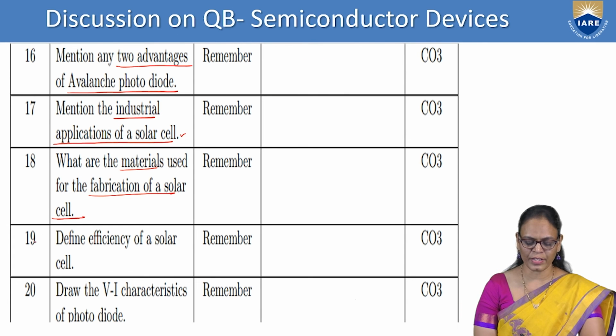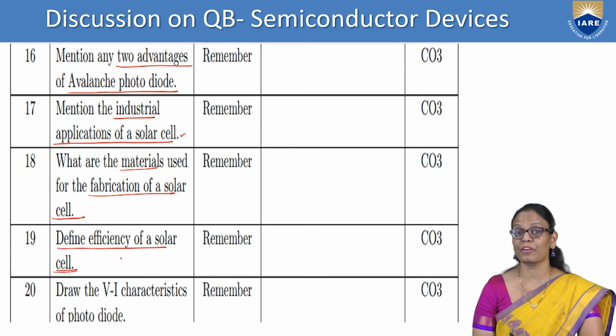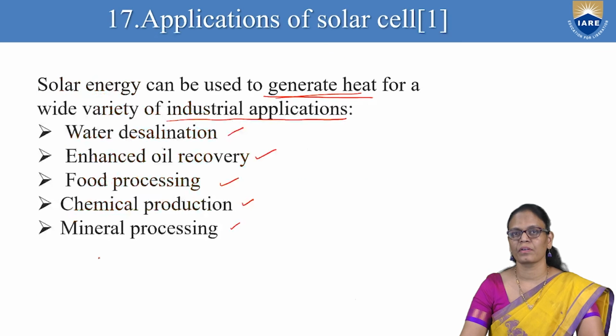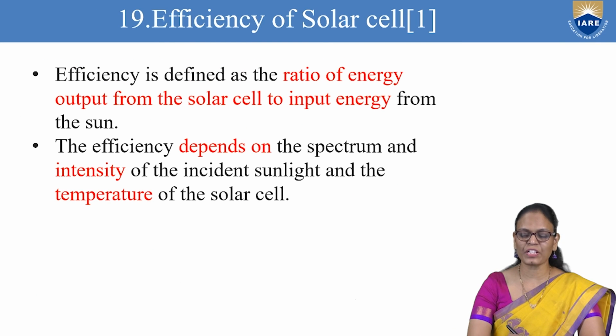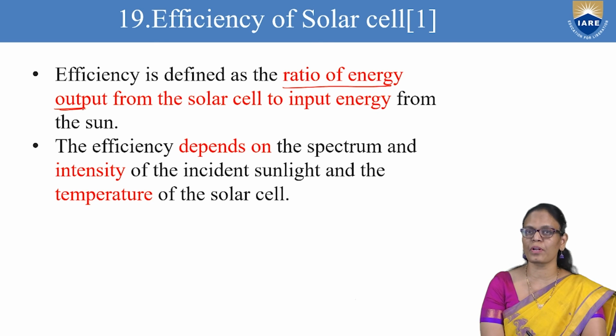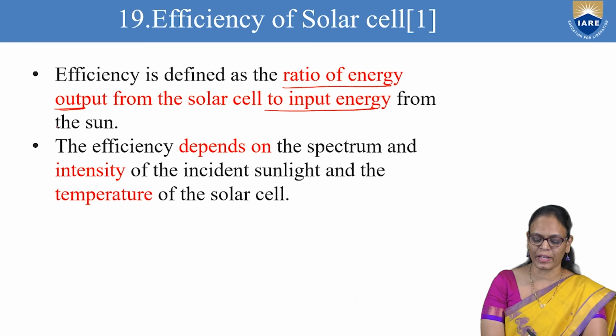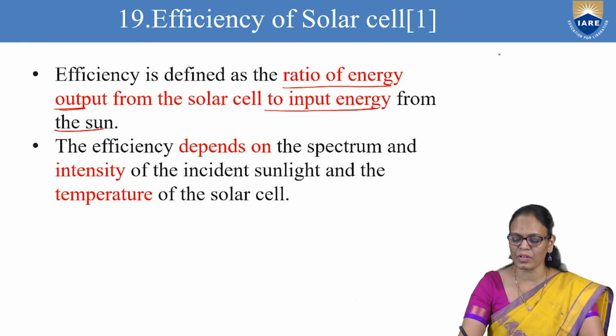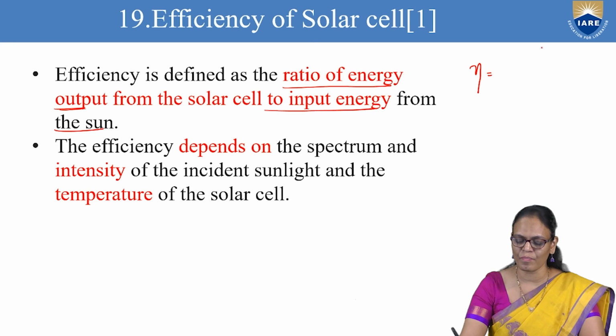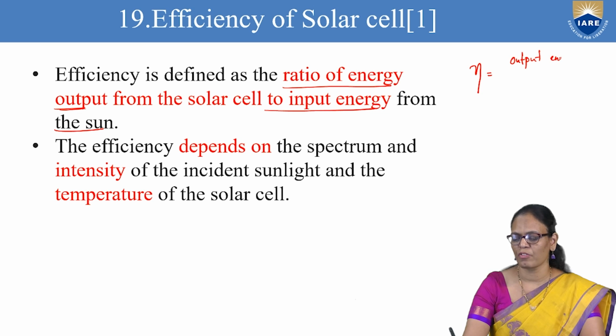And 19th question, define the efficiency of a solar cell. How do we define its efficiency? The efficiency is defined as the ratio of energy output from the solar cell to the input energy. So I can also write it as efficiency is equal to the ratio of output energy from the solar cell upon input energy. So this ratio gives the efficiency.